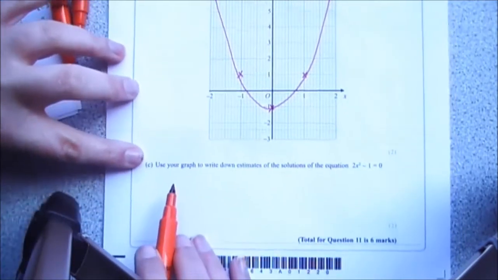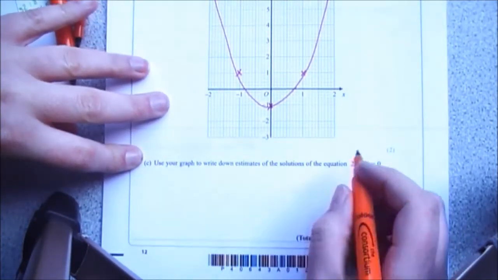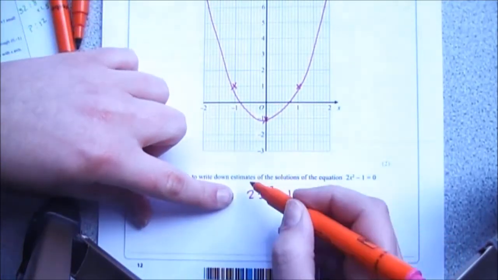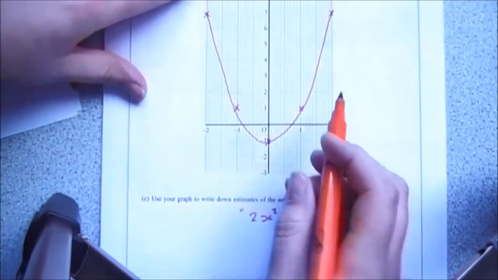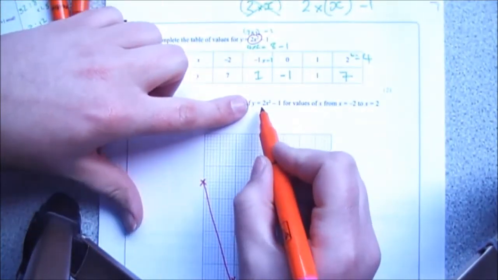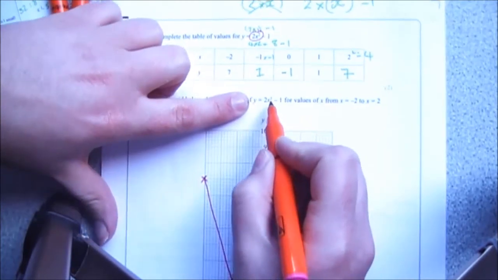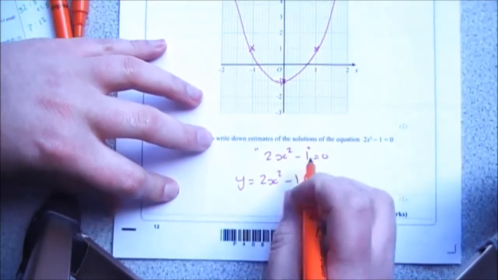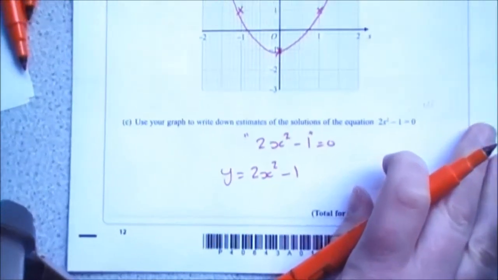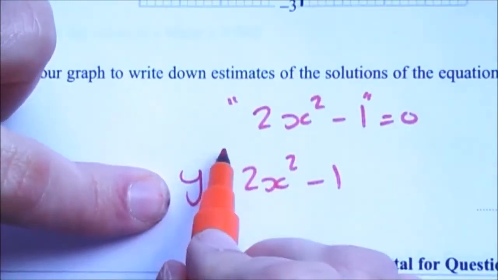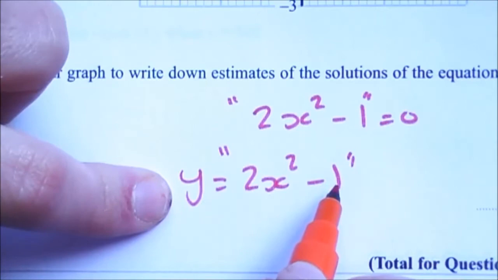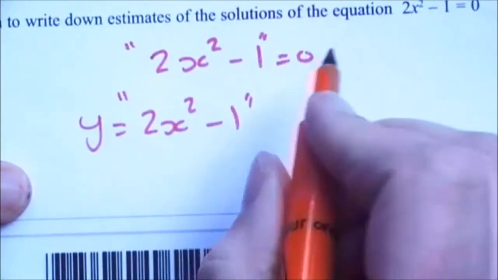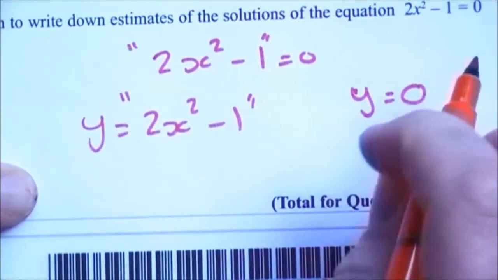Part C wants me to use the graph to write down estimates of the solutions of the equation 2x squared minus 1 equals 0. Now hopefully you will have noticed that this is exactly the same as our question above. The only difference is above they had it written, if I put it down here, as y equals 2x squared minus 1. Now think about this logically. If y is equal to 2x squared minus 1 and 2x squared minus 1 is equal to 0, then because they're the same thing, that must mean that y is equal to 0.